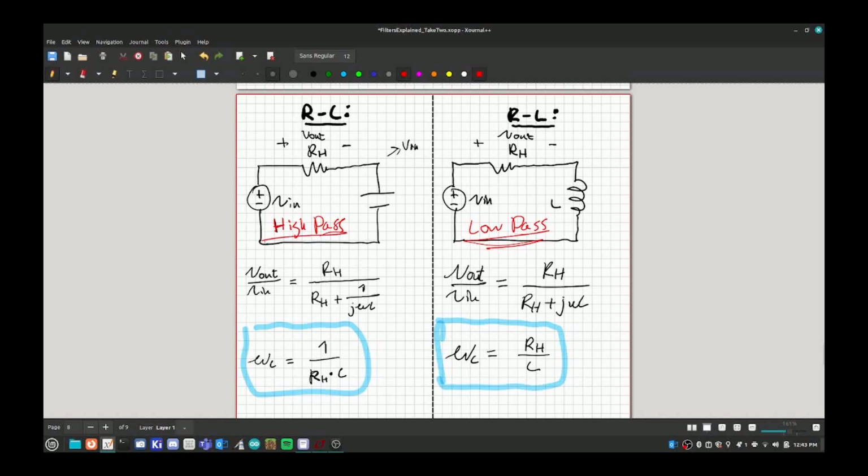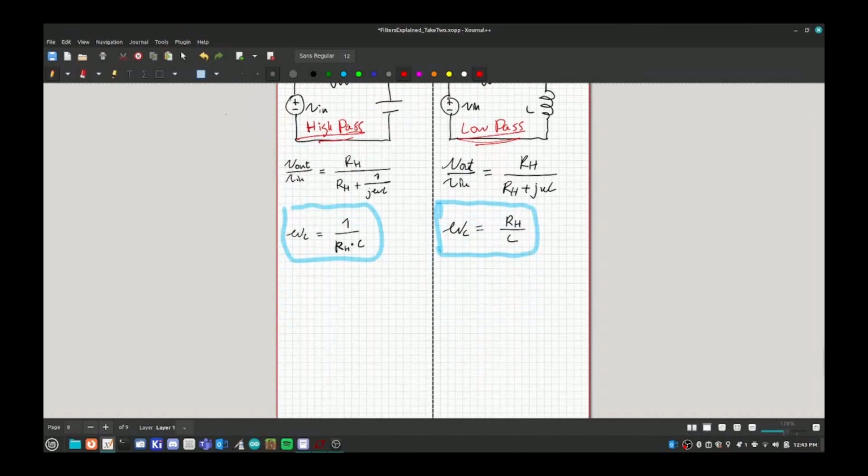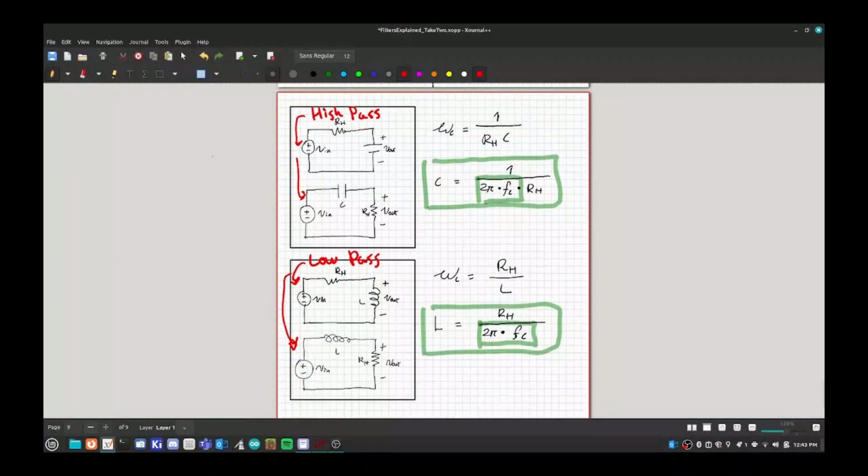Alright, now with that done, we'll look at a summary of what we found out. So here are our 4 filter types for filter topologies. We've got our high passes here with the capacitors, our low passes down here with the inductors. And I've gone ahead over here and written out our equations for omega c, and then I've solved for C and L in terms of the other components in the circuit.